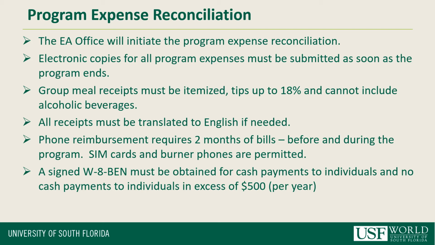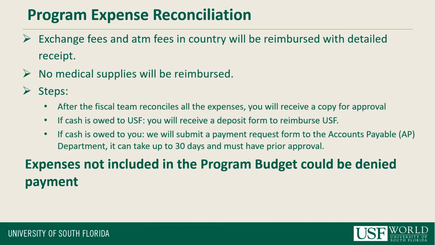Phone reimbursements require 2 months of bills. A bill before the program showing what your bill was before the program and during the program. SIM cards and burner phones are permitted. A signed W-8 BEN must be obtained for cash payments to individuals and no cash payments to individuals in excess of $500 per year. Exchange fees and ATM fees in country will be reimbursed with a detailed receipt. No medical supplies can be reimbursed.